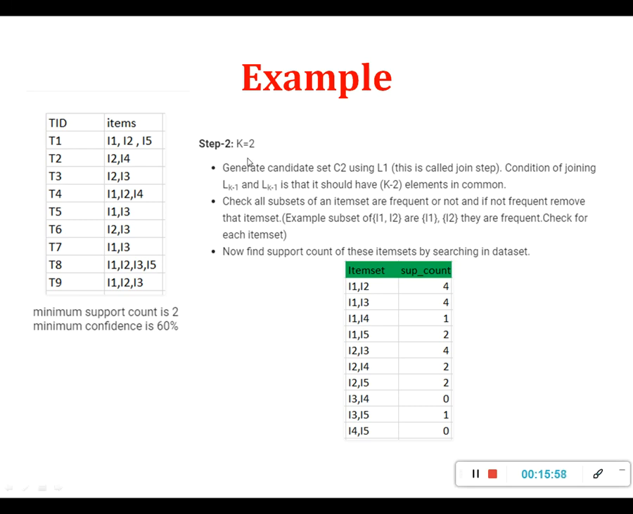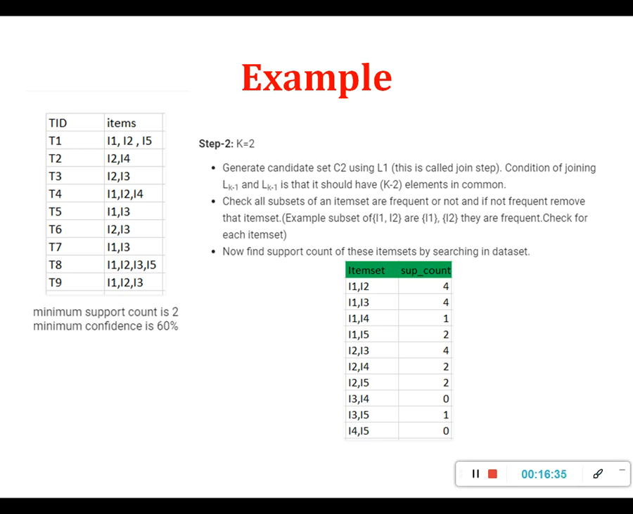If I am saying that we are calculating the 2 frequent, that is k is equal to 2, 2 frequent means we are taking the combination of 2 items at a time. So how is the combination formed? I1, I2; I1, I3; I1, I4; I1, I5. I2 with I3, I2 with I4, I2 with I5. I2 with I1 will be the same as I1 with I2, so that's why we are not taking the same thing. Then I3, I4; I3, I5; and I4, I5. So these are the different combinations.